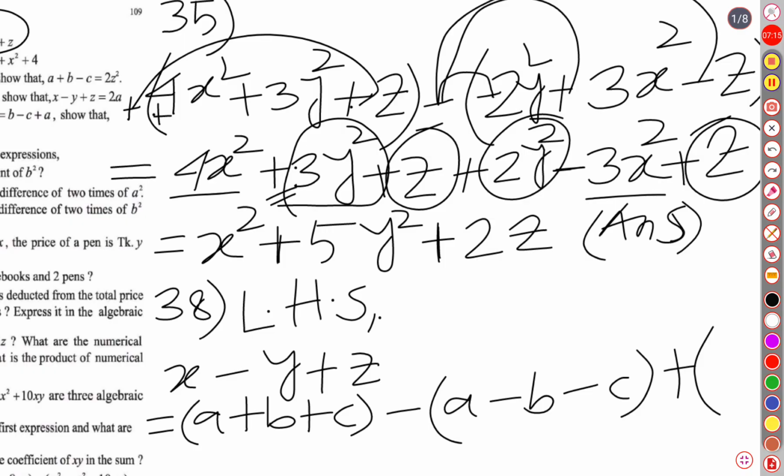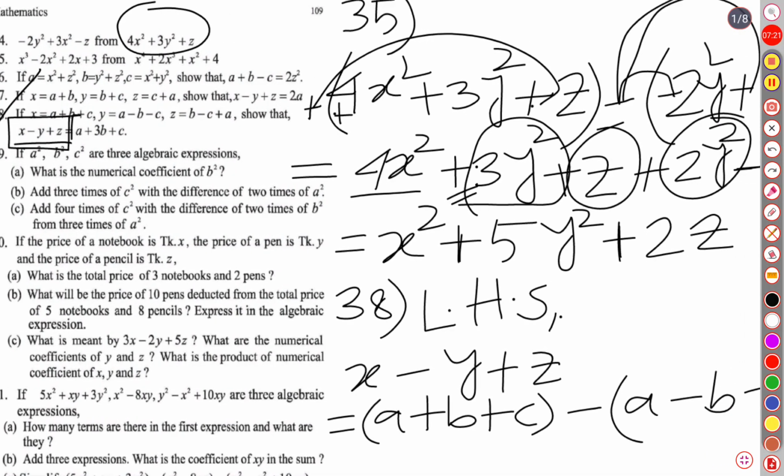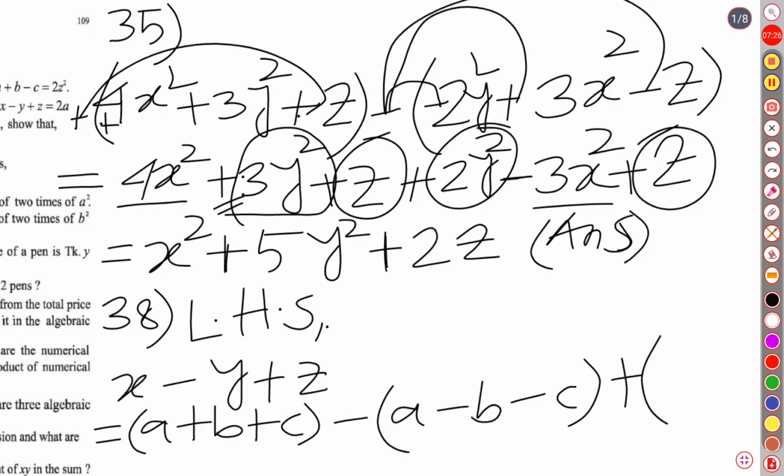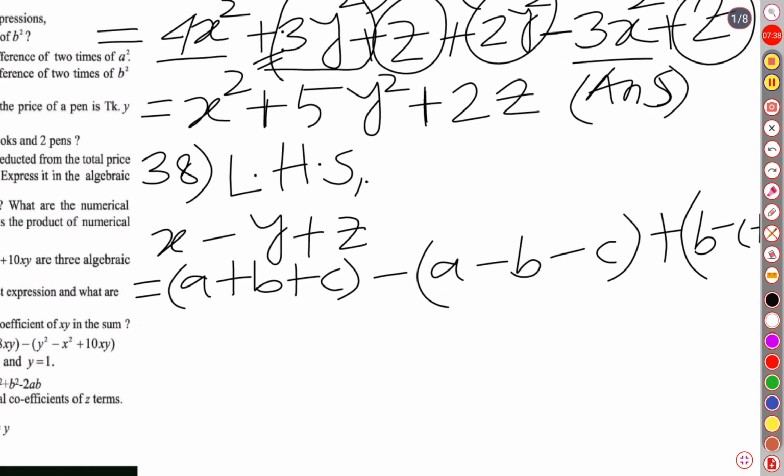What is the value of z? Z is given as b minus c plus a. That's all. We have written all of the three quantities. Well, so let's go downward. First of all, you know what to do. We just remove the brackets.